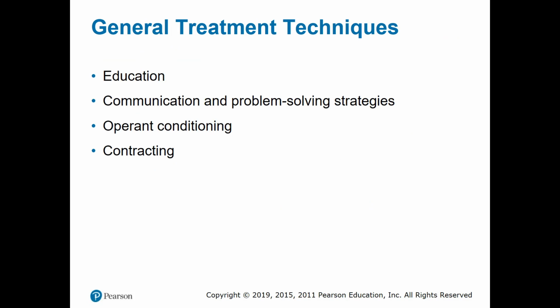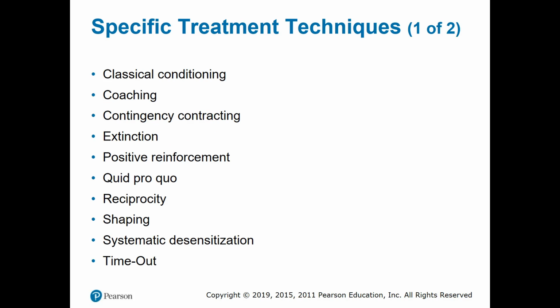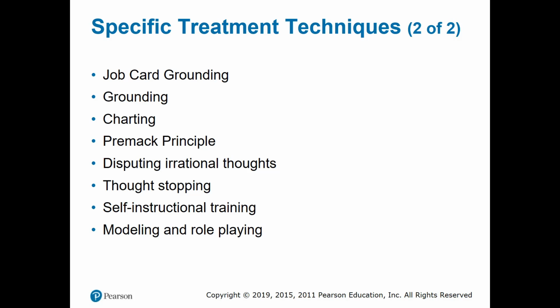General treatment techniques include education, communication and problem-solving strategies, operant conditioning, and contracting. Specific treatment techniques may employ the use of classical conditioning, coaching, contingency contracting, extinction, positive reinforcement, quid pro quo, reciprocity, shaping, systematic desensitization, timeout, job card grounding, charting, Premack principle, disputing irrational thoughts, thought stopping, self-instructional training, modeling, and role-playing.